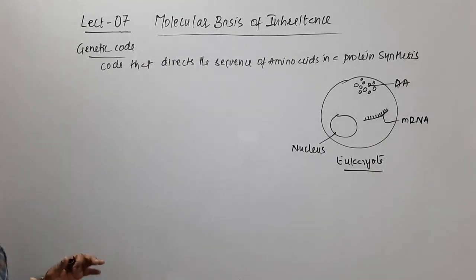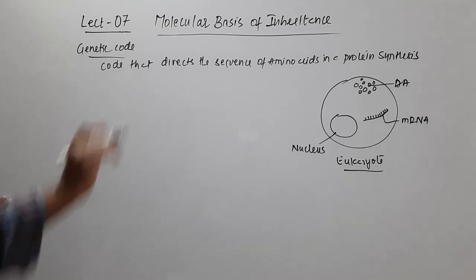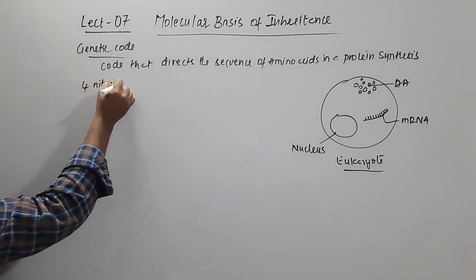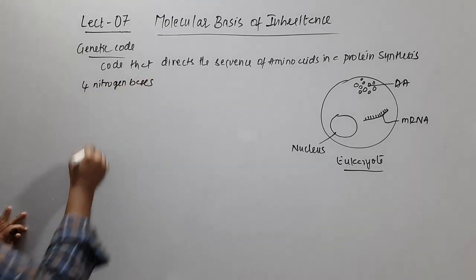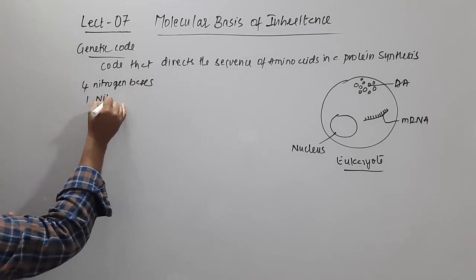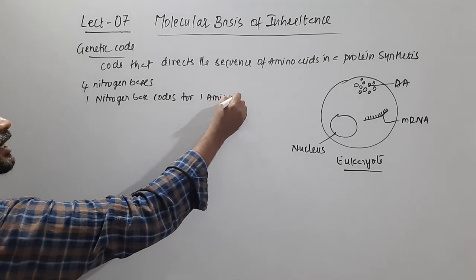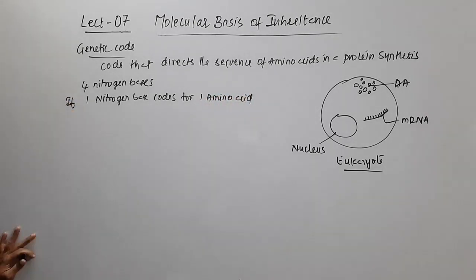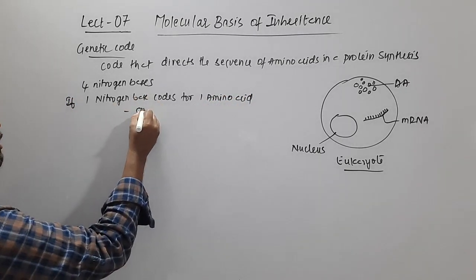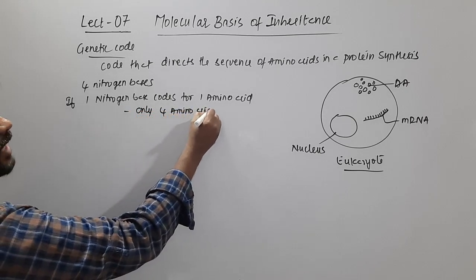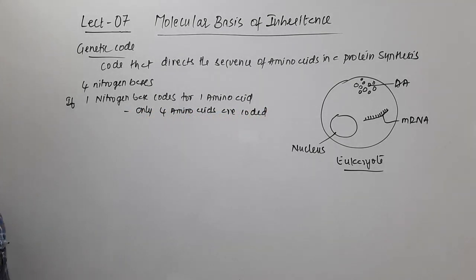There is a code that directs this sequence of amino acids, telling us what should be the next amino acid in the polypeptide chain. That is what we will come to know after knowing the genetic code. Now we have 4 nitrogen bases. Suppose one nitrogen base codes for one amino acid, then only 4 amino acids can be coded.